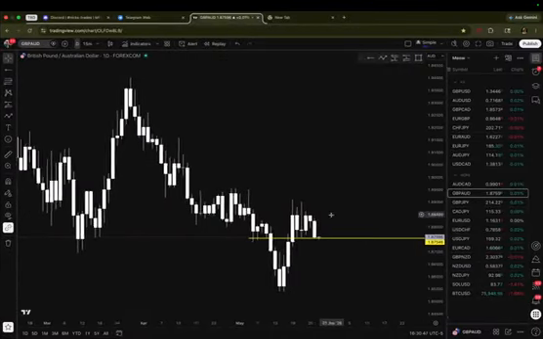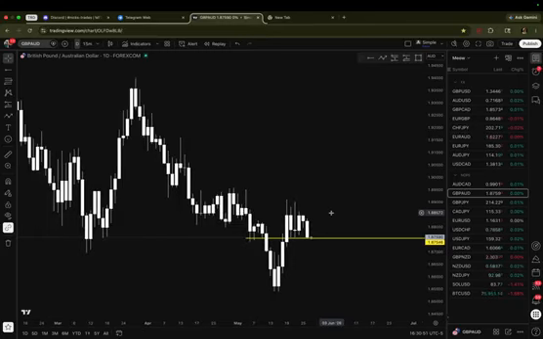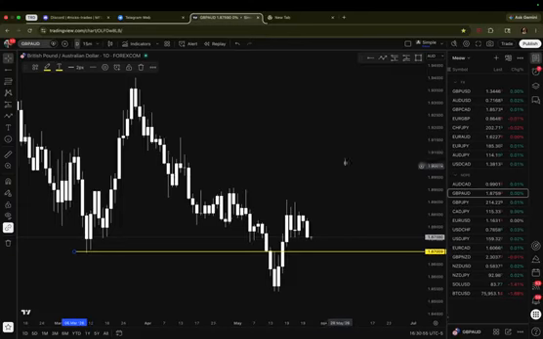She could go up, she could go down. The main reason I'm not buying is just because we have multiple areas here where price could bounce, and I'd rather be waiting for a major zone. So we have this support zone here. We also have this low down here where price could bounce, right? We found support there in the past.